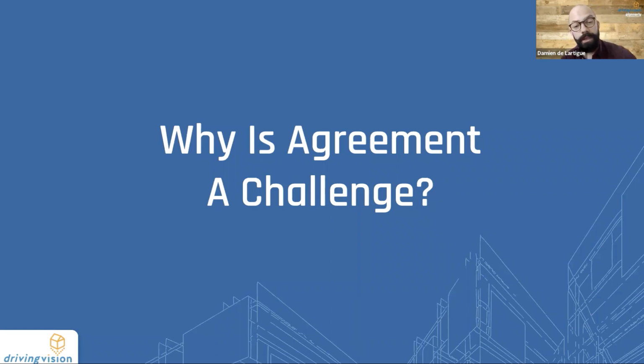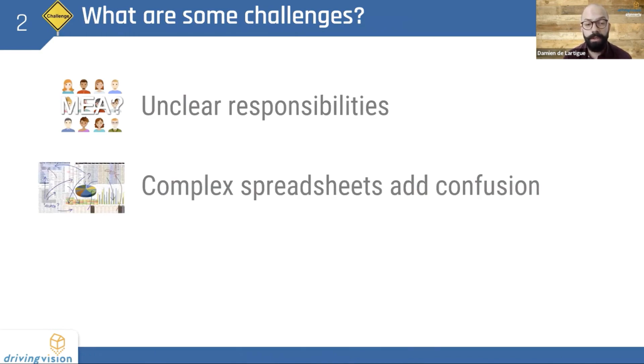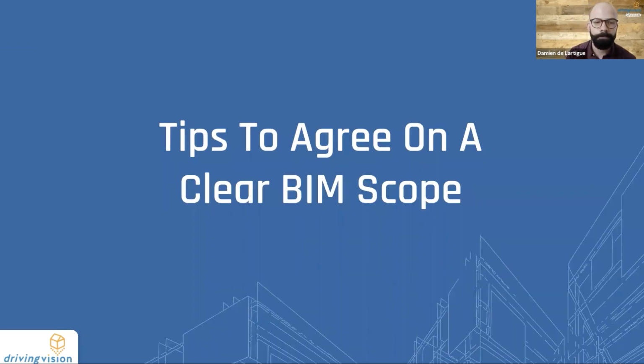So what we find is that some of these challenges are linked to unclear responsibilities. Some are due to really complex spreadsheets that end up just adding a lot of confusion. And also by having duplicate or missing scopes, that can cause a lot of headaches. This seems to happen a lot. And what we want to do is help remove that confusion and show you some tips on how to agree on a clear BIM scope right from the start.